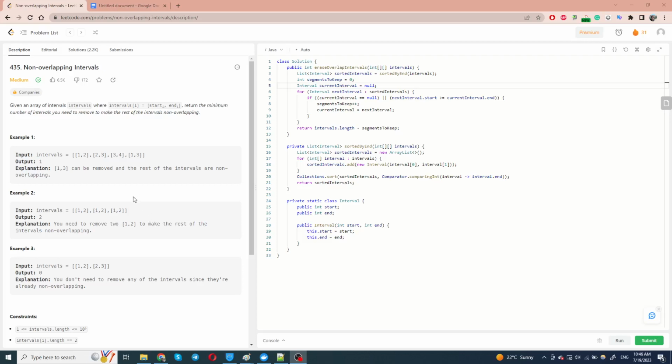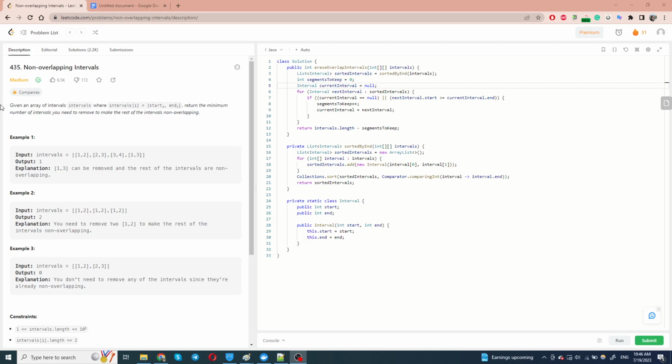Hello everyone and welcome to the new episode of our series of solving LeetCode Daily challenges. And today we are going to solve a problem called non-overlapping intervals, which has a medium difficulty. So let's read the problem statement.